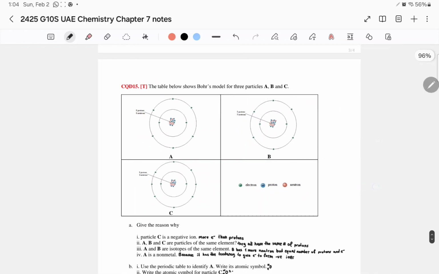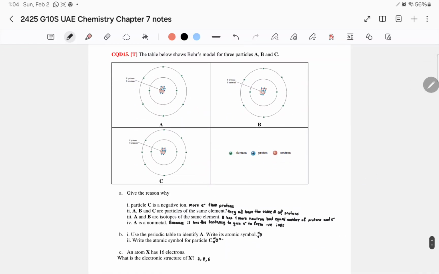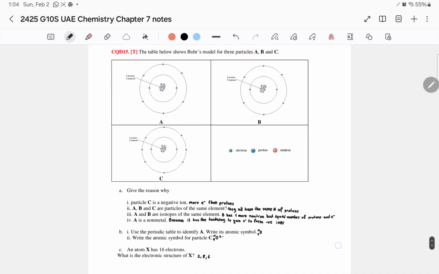Now here, they're showing us these 3 particles, A, B, and C. And they told us that the green is the electrons, the blue is the protons, and the pink is the neutrons. And they're asking us, particle C is a negative ion. Why? So particle C has 8 protons, but let's count how many electrons. 1, 2, 3, 4, 5, 6, 7, 8, 9, 10. So if it is 10 electrons and 8 protons, it has more electrons than protons. What did we say happens when you have more electrons than protons? It's a negative ion. That's why. Because they have more electrons than protons.